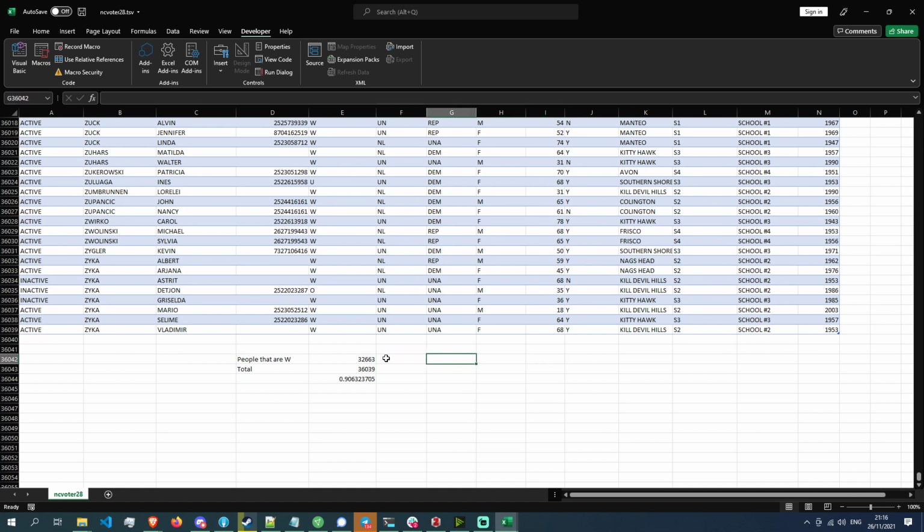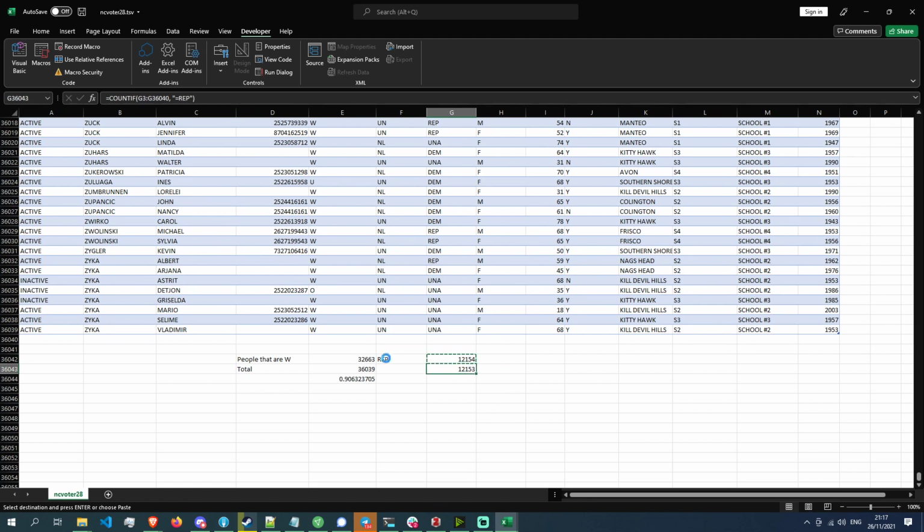Now let's do the next thing. Let's see what party they are. Let's say COUNTIF, right? Number meet the condition. Okay, let's go with G2 to G36039. And we're going to say they're equal to Republican. Okay, 12,000 Republicans out of 32,000. You'd assume that's not a lot.